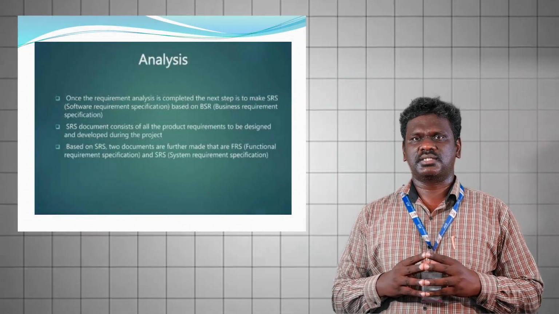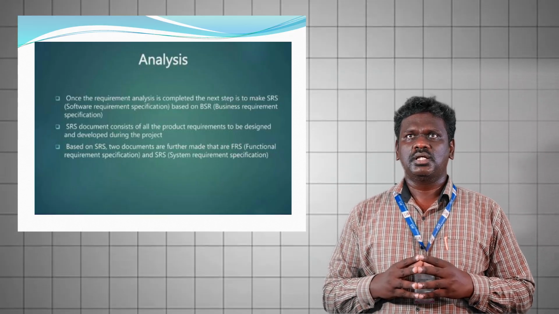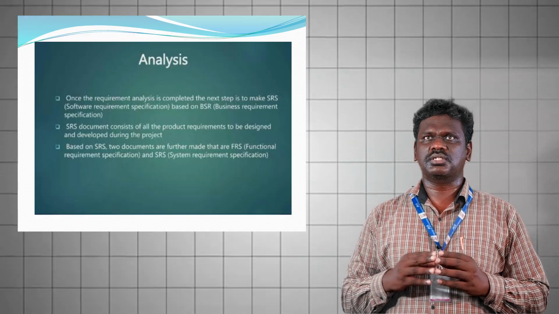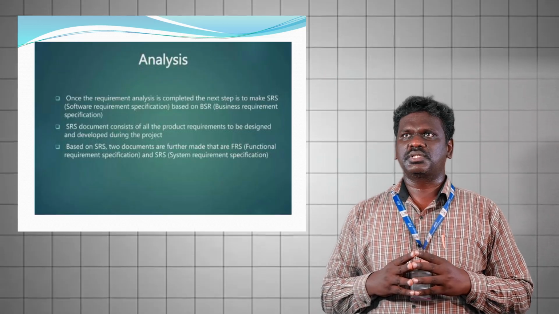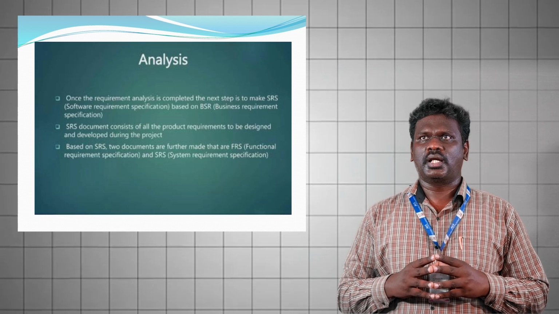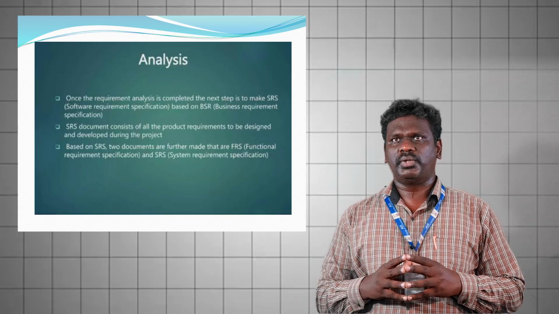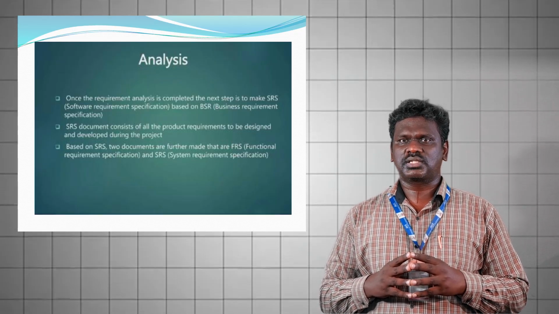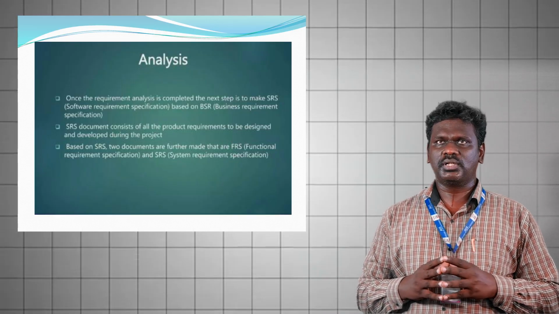The next one is analysis. Once the requirement analysis is completed, the next step is to make the SRS. It means software requirement specification. We want to know about the specifications of our needs and requirements based on BRS, business requirement specification. The SRS document consists of all the product requirements to be designed and developed during the project. Based on SRS, there will be two types of documents: the FRS, functional requirement specification, and the SRS, which will be called system requirement specification.